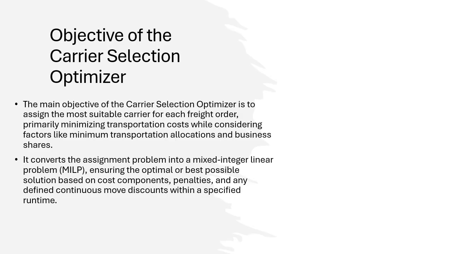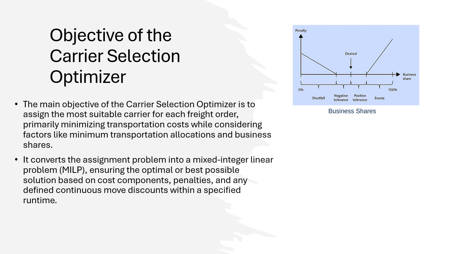And next is the objective of the carrier selection optimizer. The carrier selection optimizer's objective is to assign the most appropriate carrier, often the cheapest, for the freight order. This will transform the problem into a mixed integer linear problem, which is the MILP, and takes into account cost, penalties for non-compliance with obligations, and business shares and discounts for continuous movers.